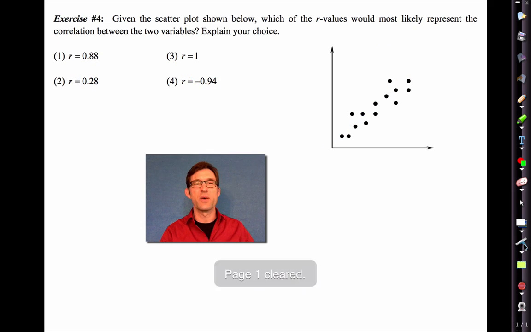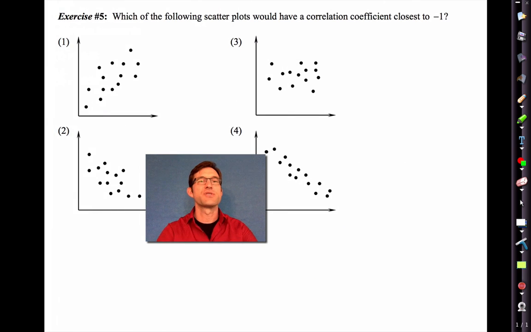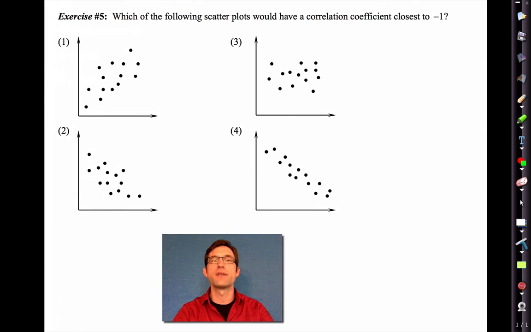All right, let's do another quick one. Exercise number 5. Which of the following scatter plots would have a correlation coefficient closest to -1? Pause the video again and think about this.